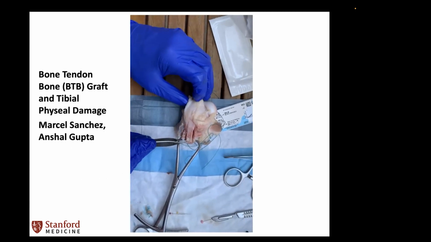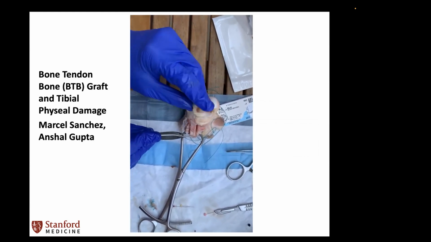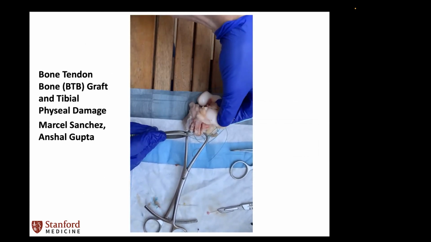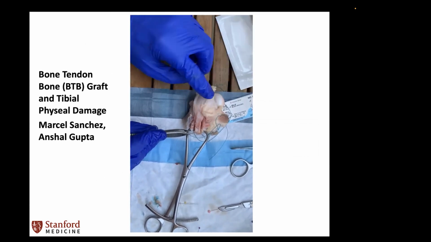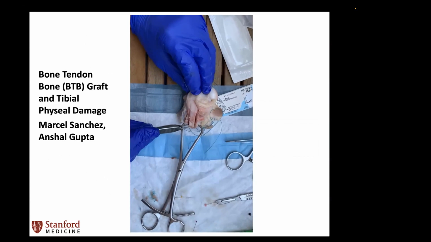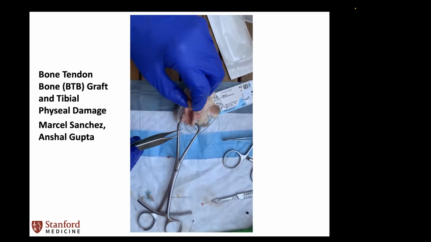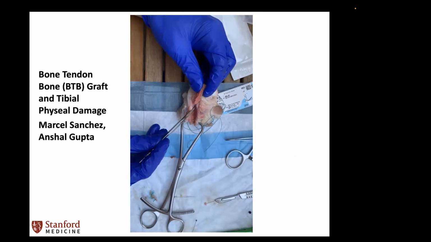I can't get the audio in here, but I'm going to show you how, if you do a bone-tendon-bone graft in a kid, you're going to see us open this up. So there's the backside of your patella. You can see those vertical cuts in the bone, but I'm going to open this up, and you can see there are purple marks inside here as I lift up this bone graft. That's something Marcel and I did together. The purple lines show the tibial physis.